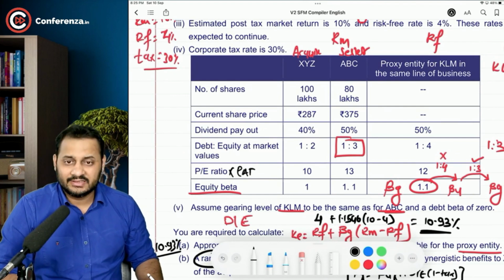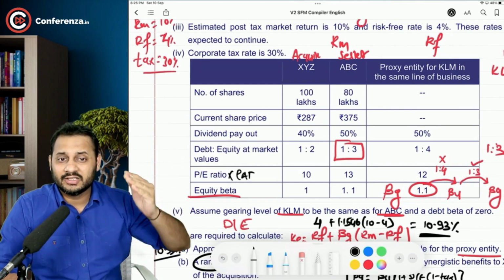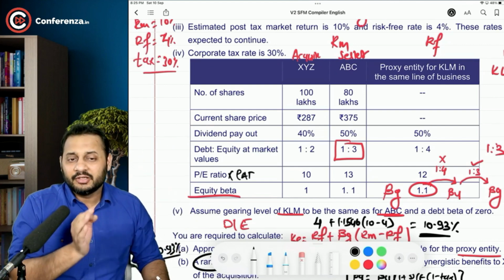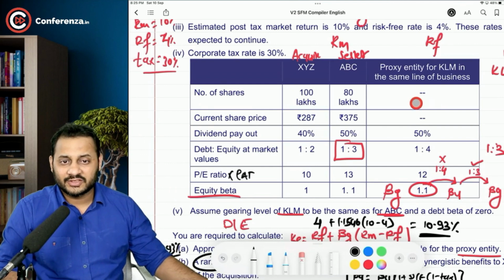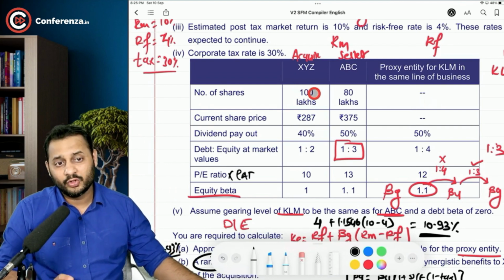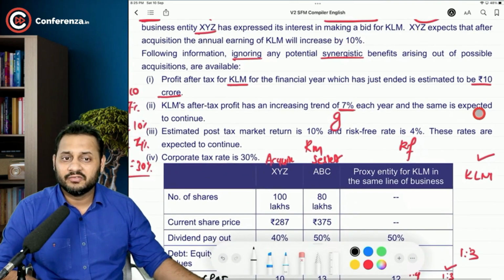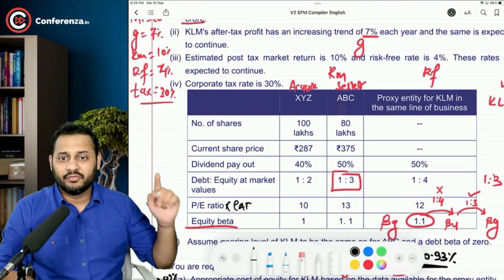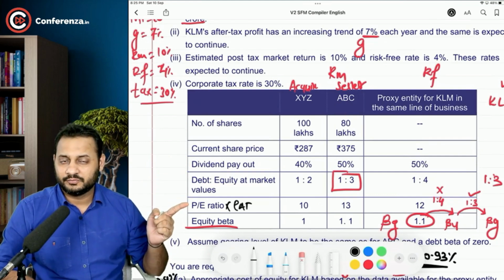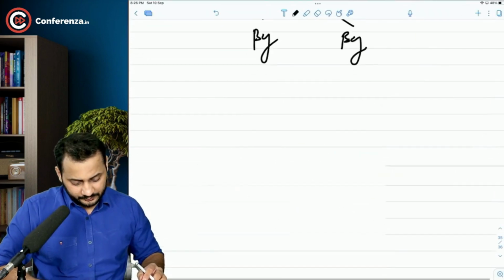So the two bases that can be used, one of the bases is current share price, but try to understand the share price of KLM is not given. It's of XYZ and ABC. We don't want to calculate the value of XYZ and ABC. We want to calculate the value for KLM. And KLM's one data which is given is the profit after tax. And profit after tax is used in the dividend model and also in the PE ratio model. There are two models that you can use in this question. So just have a look.